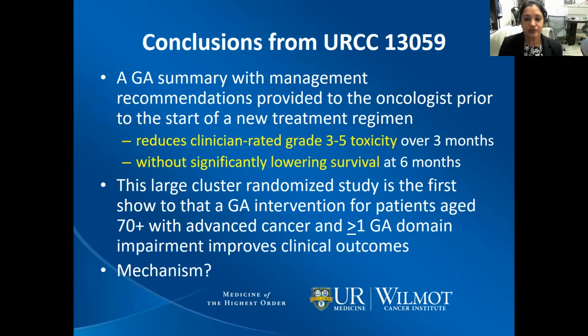So the conclusion from URCC 13059 was that a geriatric assessment intervention can really improve tolerability, as evidenced by reduced clinician-rated grade 3 to 5 toxicity over 3 months. We found that the intervention did not lower survival at 6 months, and so the survival was equivalent between arms. This supported the use of geriatric assessment for older adults starting a new chemotherapy regimen.